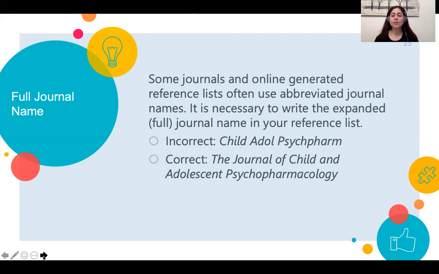The incorrect version would be Child Adult Psych Pharm. The actual full name of that journal is the Journal of Child and Adolescent Psychopharmacology, and that's what you need to include in your reference. So if you see something that looks like an abbreviation like this, just copy it and plug it into Google or your search engine of choice, and it'll give you the full name. Okay.